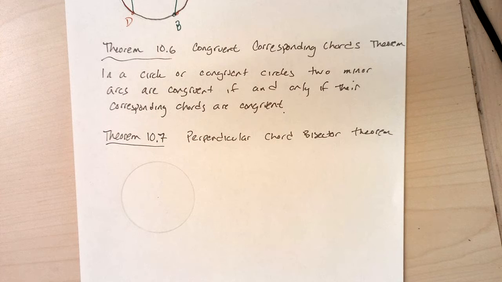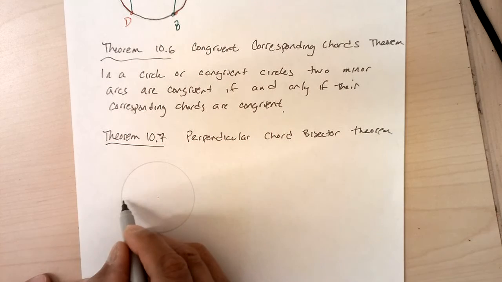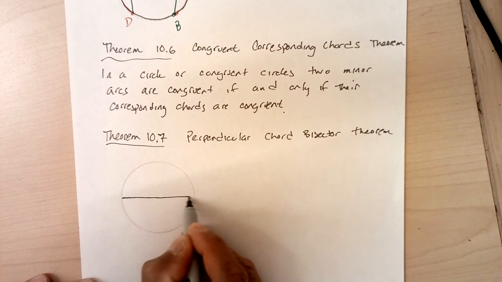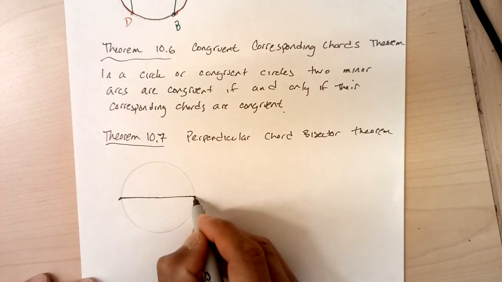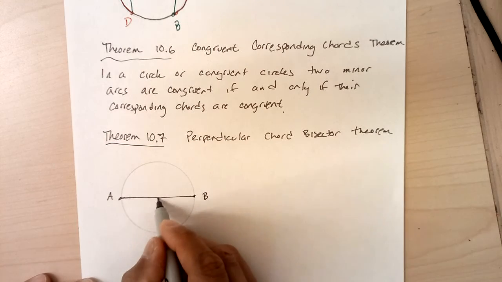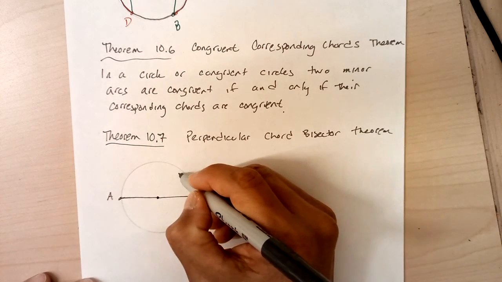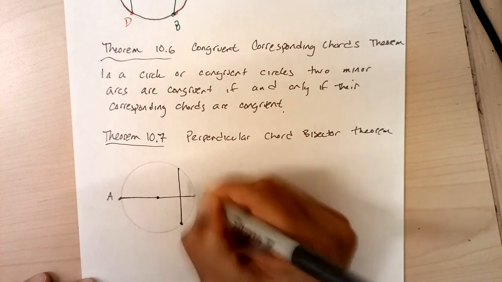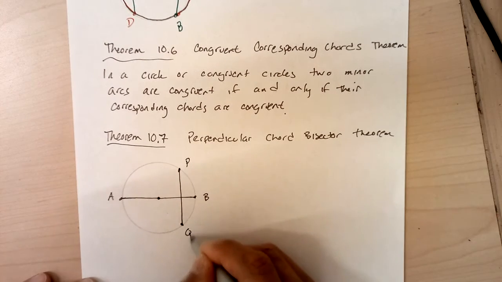And then theorem 10.7, the perpendicular chord bisector theorem, states in a circle, if a diameter, so I'm going to call this diameter AB. Remember, the diameter is a chord that goes through the center of the circle. But if a diameter is perpendicular to a chord, let's call this chord PQ.